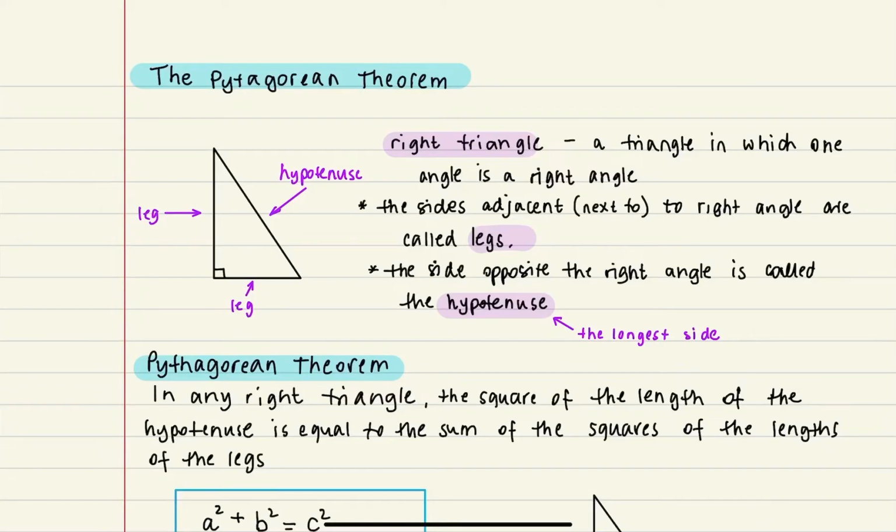Hi guys, so today we're going to be talking about the Pythagorean theorem. I'm sure you guys have seen this before, but I just want to refresh your memory as we are going to be using it in geometry next year a lot.